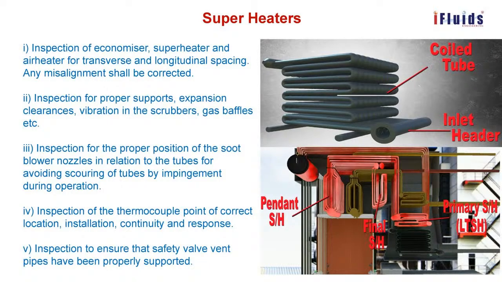Inspection for proper supports, expansion clearance, vibration and scrubbers, gas baffles, etc. Likewise the economizer, the flue gas comes. This is the primary superheater. Primary superheater means at the lowest temperature of the flue gas. Then after that it comes to the pendant superheater. From the pendant superheater it comes to the final superheater, and then it goes out as superheated steam. So this is the economizer, preheaters and the superheaters.